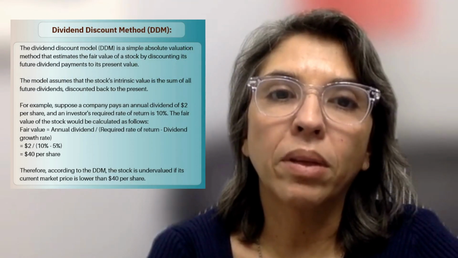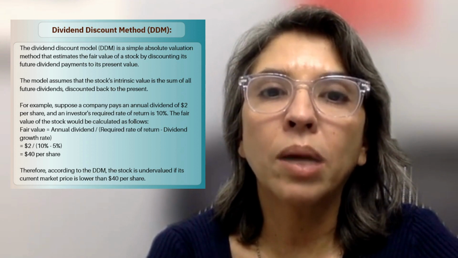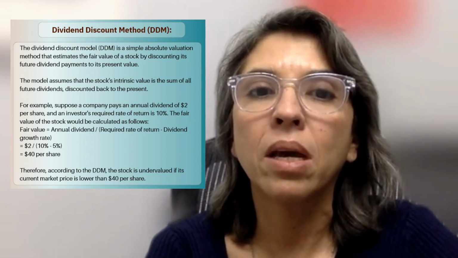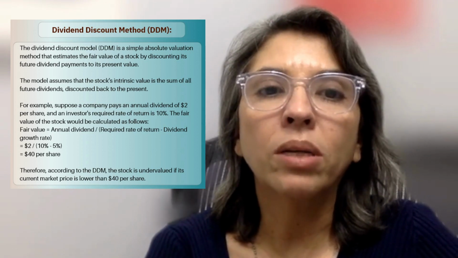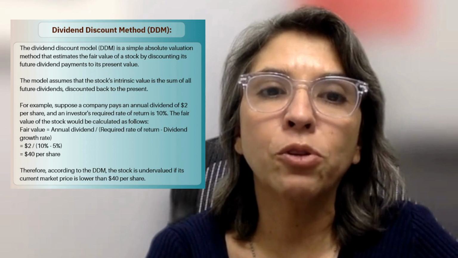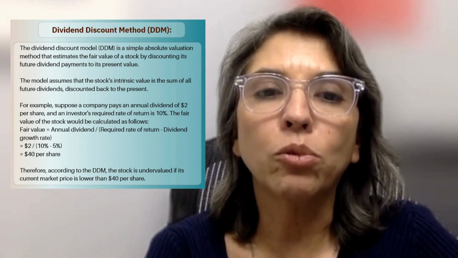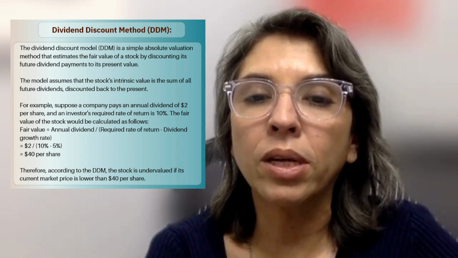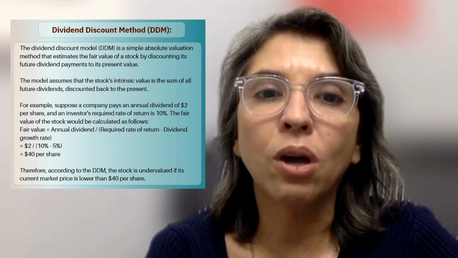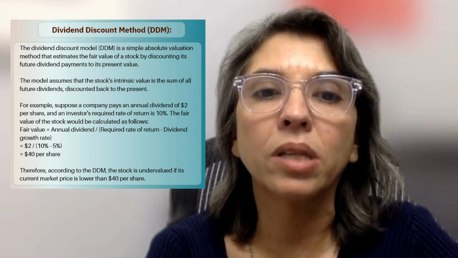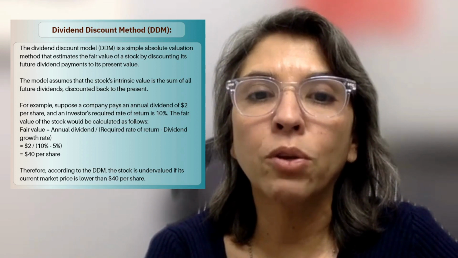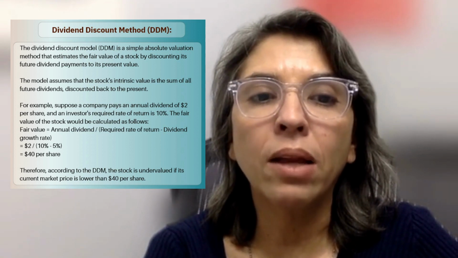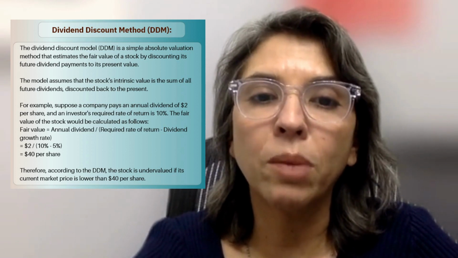Dividend discount method, DDM. The dividend discount model is a simple absolute valuation method that estimates the fair value of a stock by discounting its future dividend payments to its present value. The model assumes that the stock's intrinsic value is the sum of all future dividends discounted back to the present. For example, suppose a company pays an annual dividend of $2 per share, and an investor's required rate of return is 10%. The fair value of the stock would be calculated as follows. Fair value equals annual dividend divided by required rate of return minus dividend growth rate. Therefore, according to the DDM, the stock is undervalued if its current market price is lower than $40 per share.